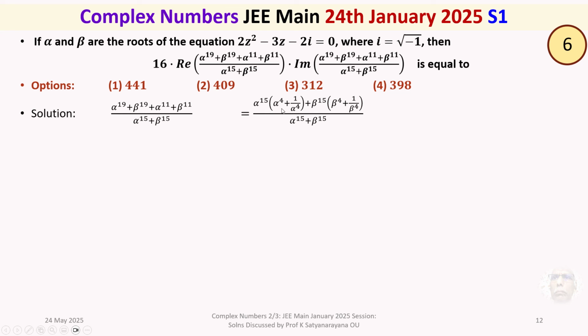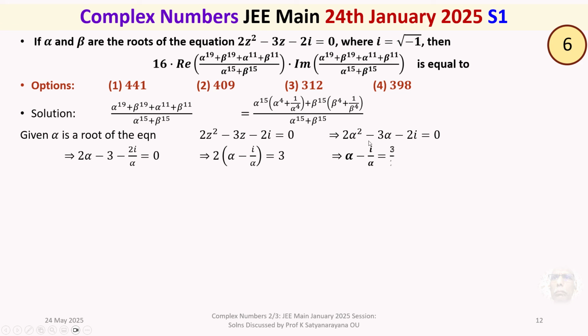That means take alpha and try to get alpha to the power of 4 plus 1 by alpha to the power of 4. Similarly, beta to the power of 4 plus 1 by beta to the power of 4. For that, given alpha is a root of this quadratic equation, therefore alpha satisfies this quadratic equation. That means now multiply throughout by alpha. Then it will be 2 alpha minus 3 minus 2i by alpha is equal to 0. 2 times alpha minus i by alpha is 3. That means alpha minus i by alpha is 3 by 2.